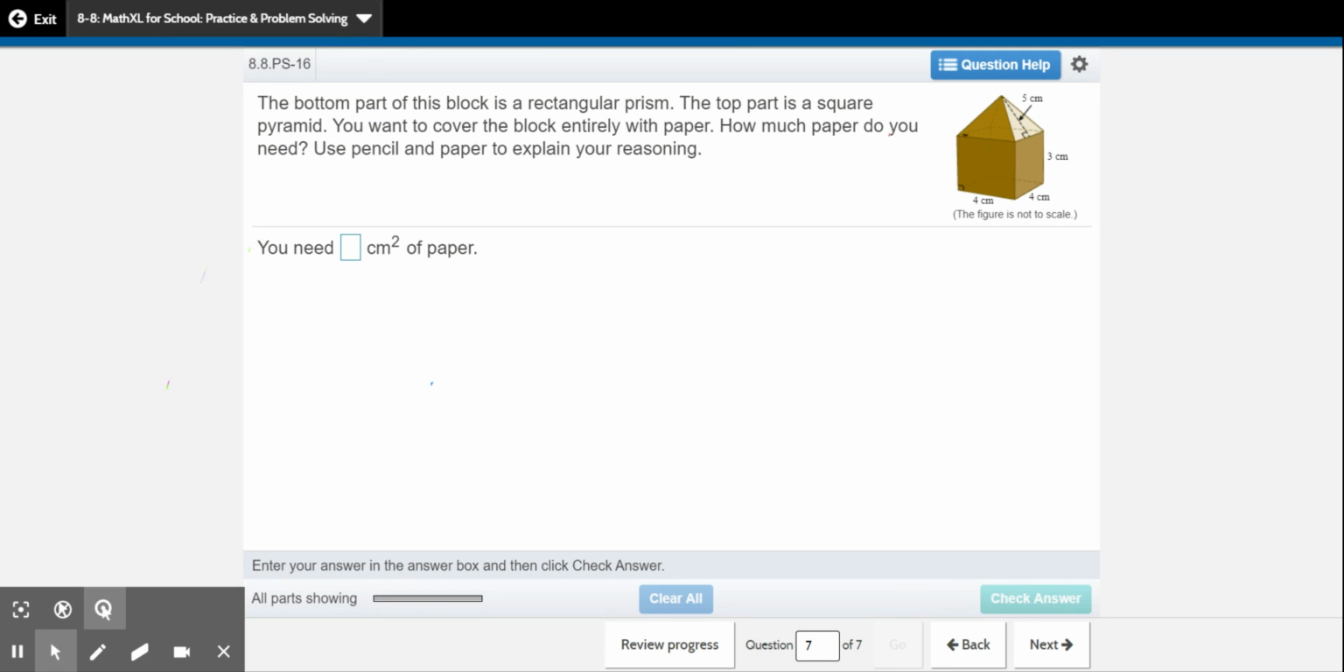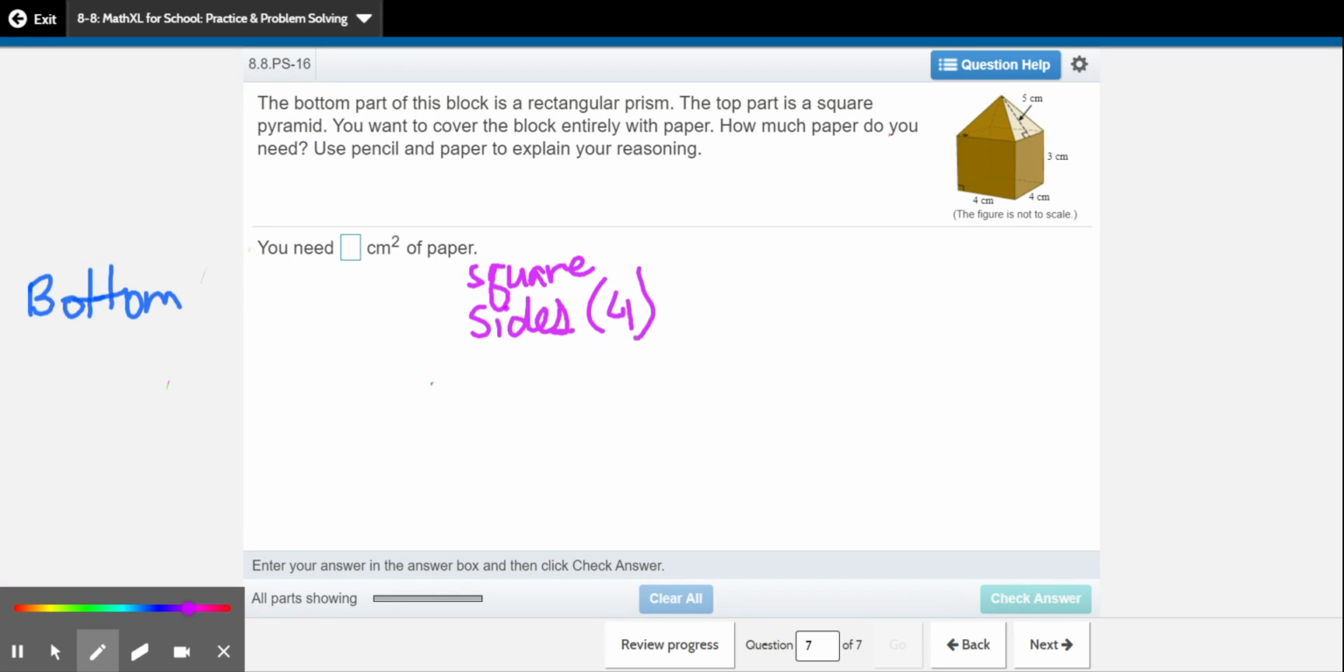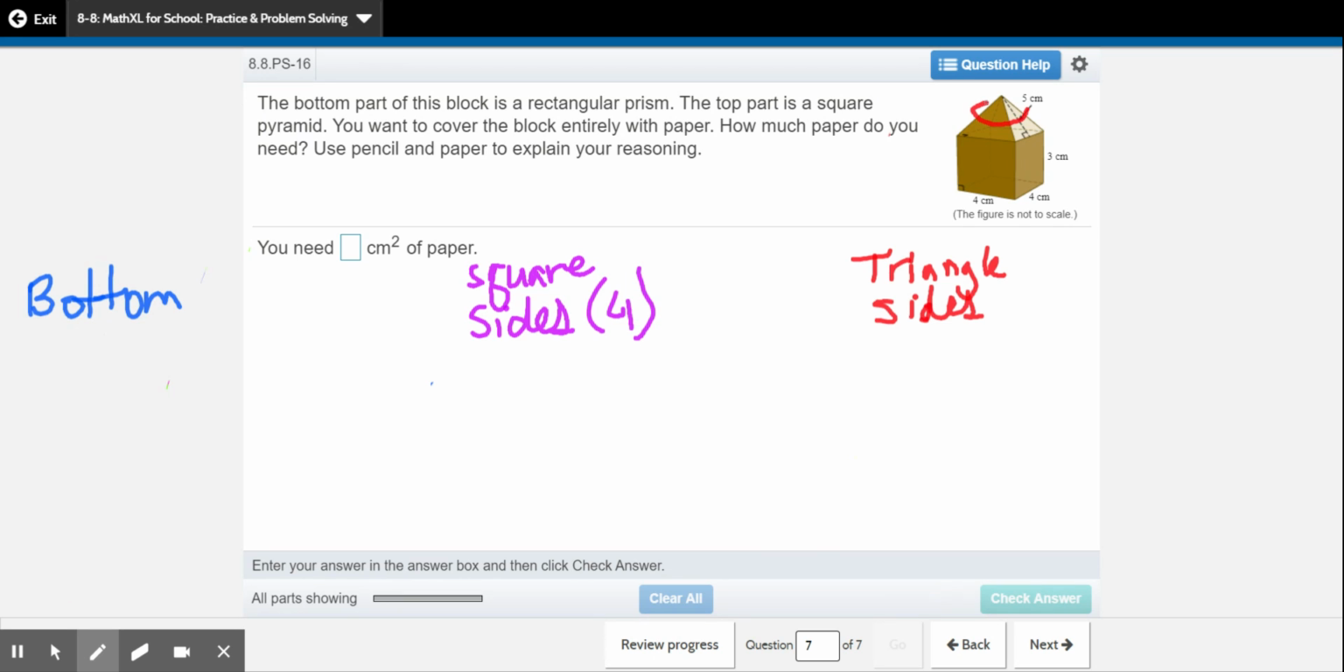The bottom part of this block is a rectangular prism. The top part is a square pyramid. You want to cover the block entirely with paper. How much paper do you need? Use pencil and paper to explain your reasoning. Again, let's list all of the sides here. We have the bottom, we have the square side, and we have 4 of them because if you go around, all 4 are the same. And then we have the triangle sides up at the top, and again, there's 4 sides. They're all the same.